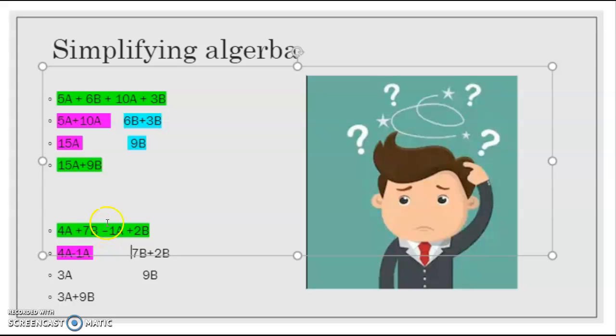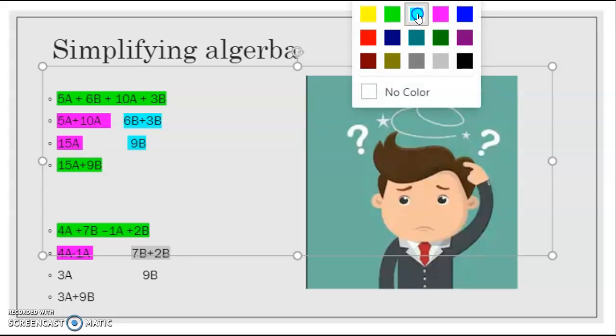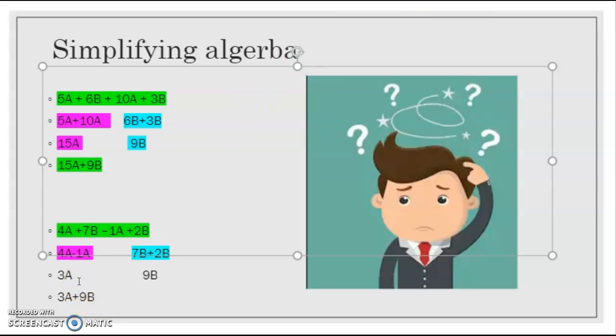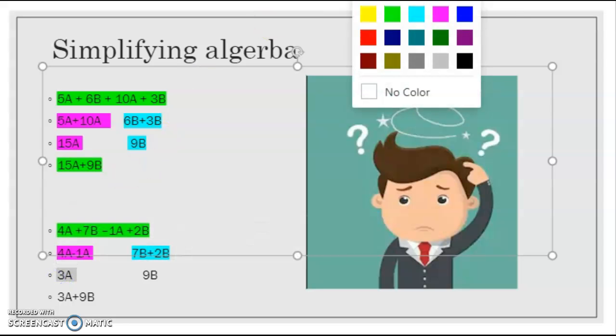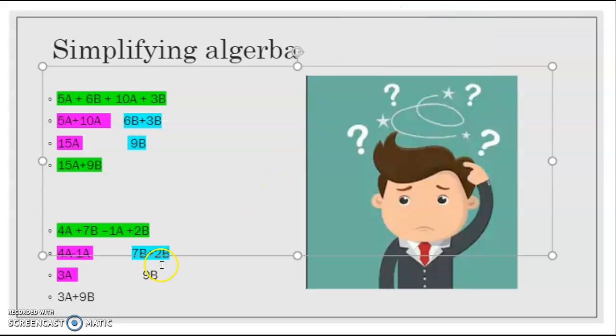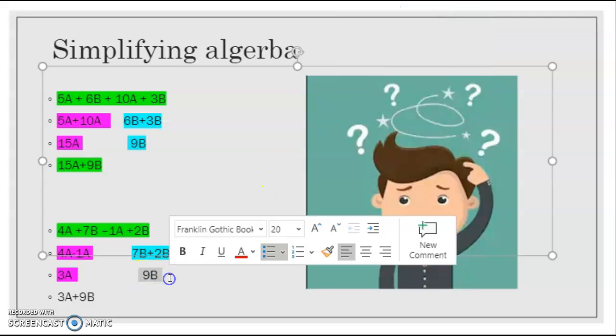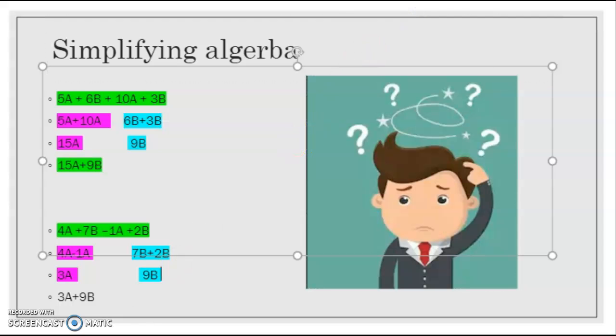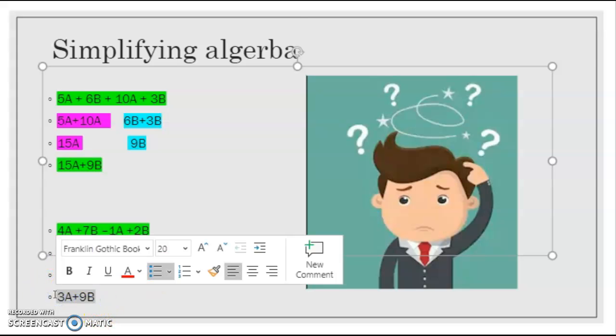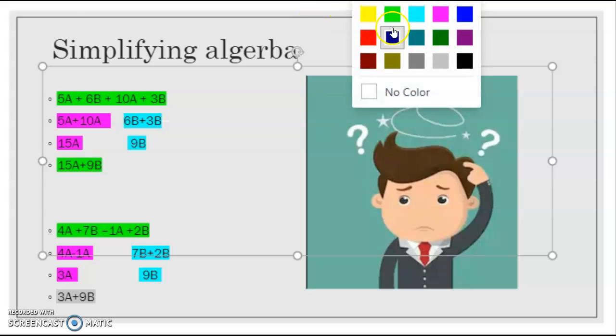So we've got 7b plus 2b. And they're going to go there together. 7b plus 2b. So if we've got 4a and we've got minus 1a, that's going to give us 3a. But if we've got 7b and we've got 2b, that's going to give you 9b. Once you've got those together, they're your two answers. You're then going to write it as one answer, which would be 3a plus 9b. That's your final answer for that one.